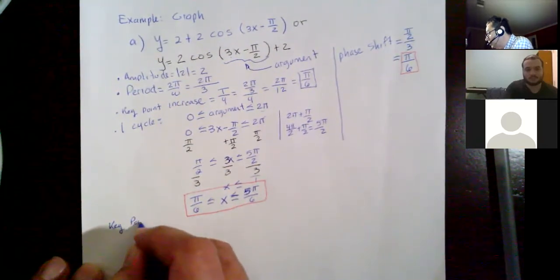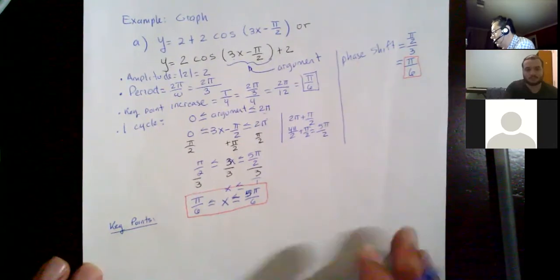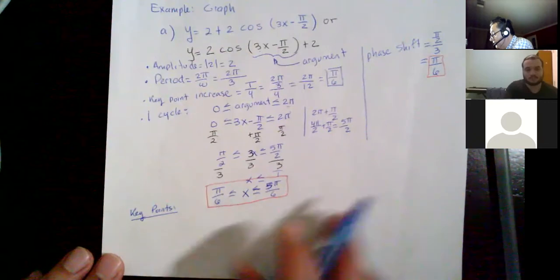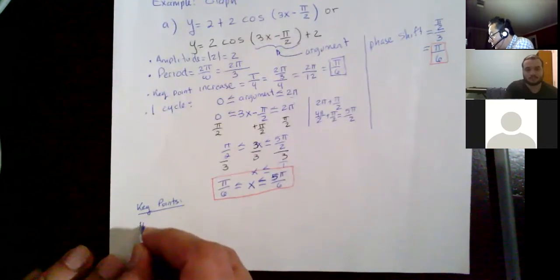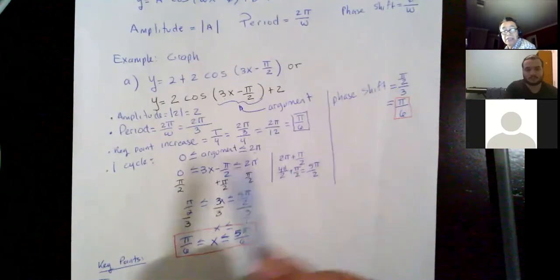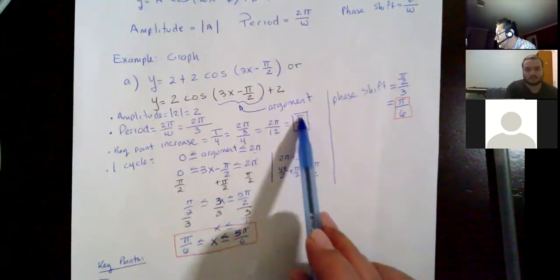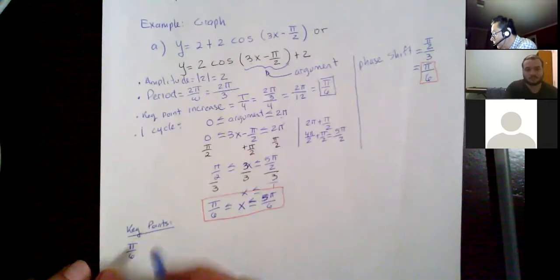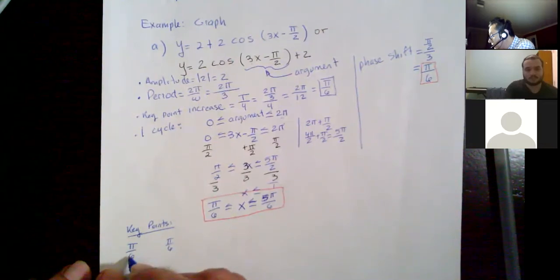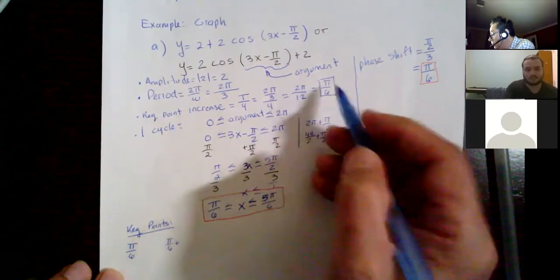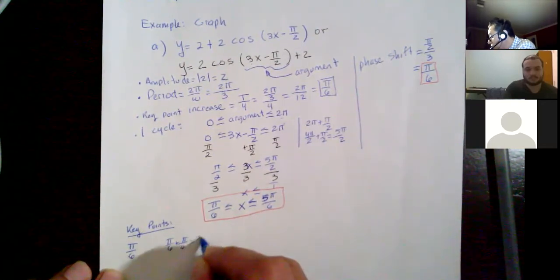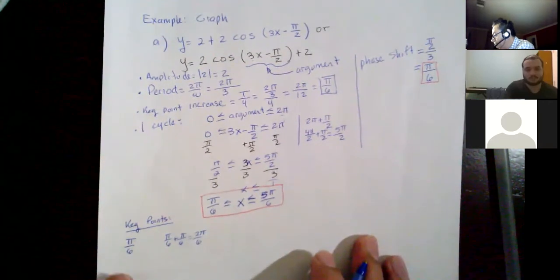All right, the key points. We know that we're going to start at pi over 6. So that's the first value, pi over 6. Notice, let's go back here. What are the increments? The key point increment is pi over 6. So the second key point is going to be pi over 6, which is this value, plus the increment, which happens to be pi over 6 also, which is 2 pi over 6.